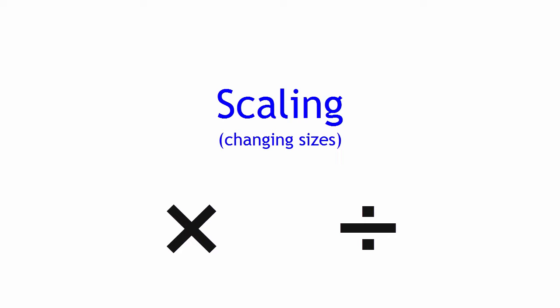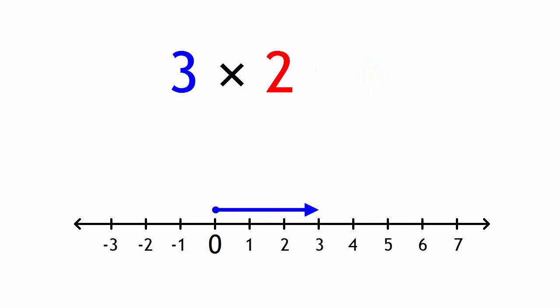One big difference between addition and multiplication, though, is that multiplication will involve scaling of the arrow to change the arrow so that it's a different size. Let's see what I mean by this. So let's say I want to find out what 3 times 2 is. Well, again, I'll start with an arrow of length 3. If I multiply by 2, what I'm basically doing is stretching this arrow by a factor of 2.